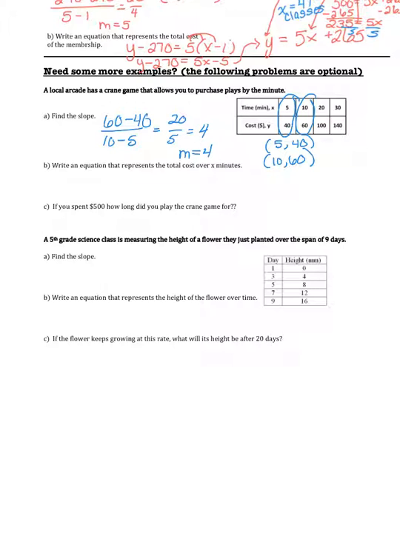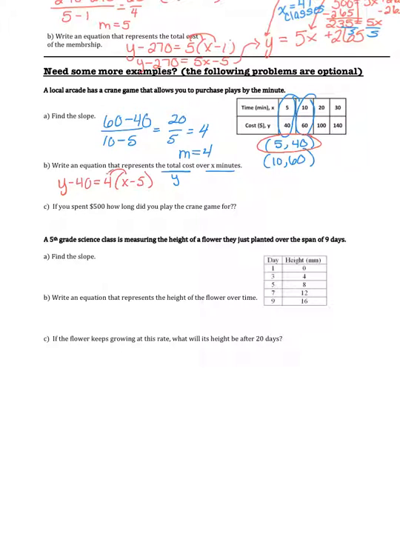So now we're going to write the equation that would represent the total cost. Total cost would be the y value over x minutes. So let's put this in point slope form since I know my slope and plenty of points. I'm going to use this point. It doesn't matter which one you use. You'll end up getting the same answer in slope-intercept form. So I'll do y minus 40 is equal to the slope of 4 times x minus 5. So there it is nicely in point slope form.